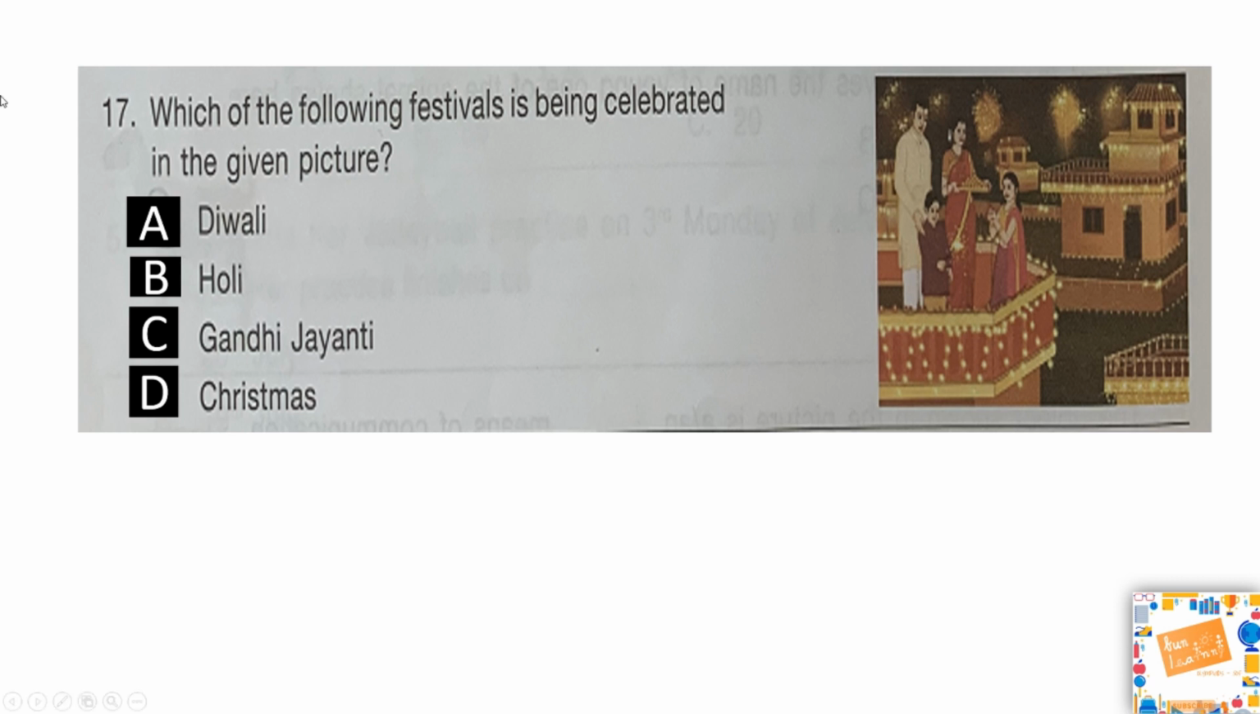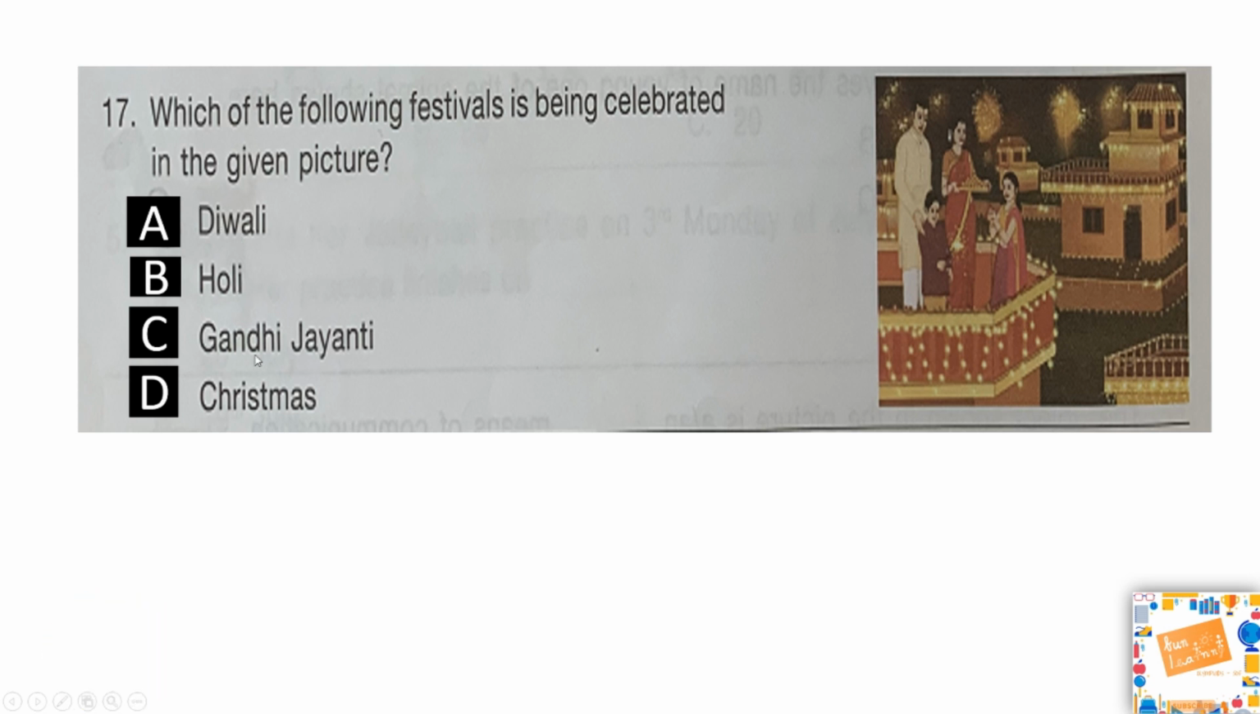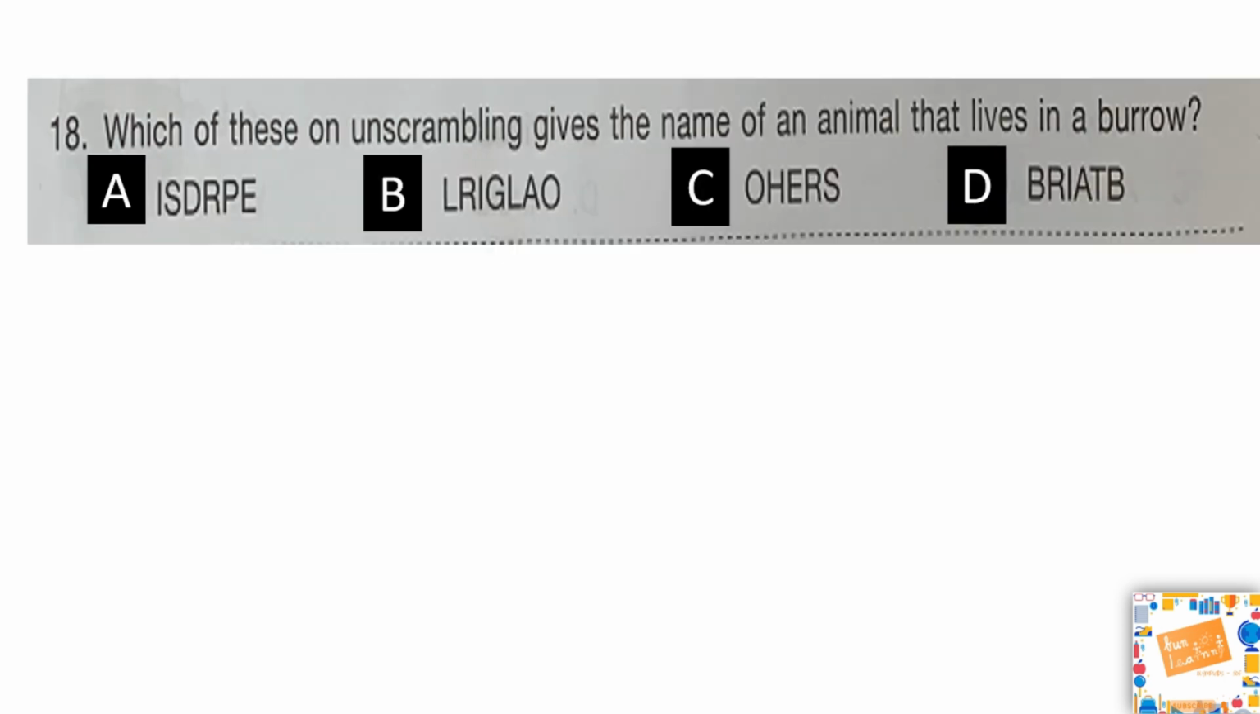Question number 17. Which of the following festivals is being celebrated in the given picture? Is it A, Diwali, B, Holi, C, Gandhi Jayanti or D, Christmas? I'll wait for a few seconds because I know you'll get this quite quickly. Well, you're right. It is the Festival of Lights and it is option A, Diwali. Next question.